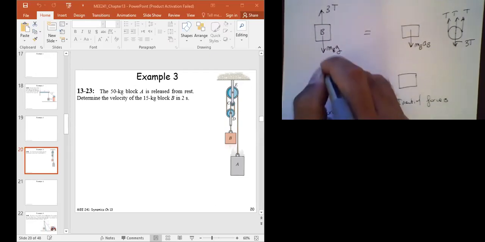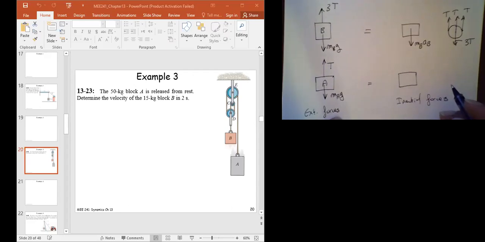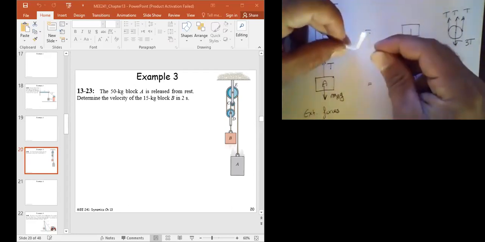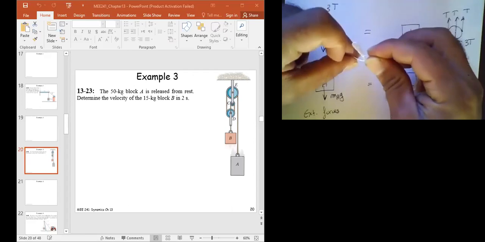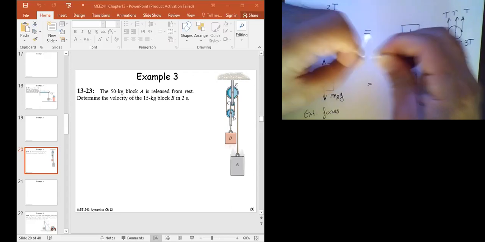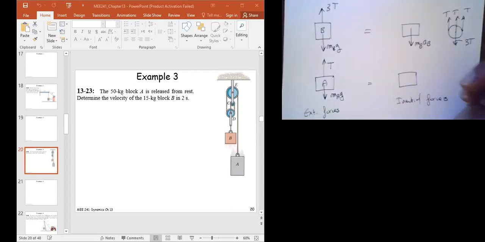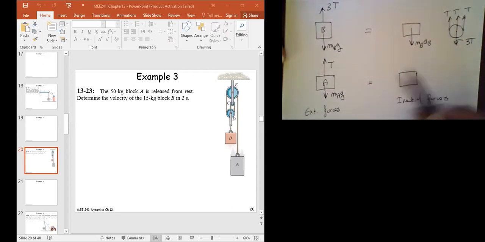Why is it upward? Because the cable is holding A. The cable can only handle tension forces; it cannot handle compression forces. If I put a cable like this, it cannot do compression, it can only do tension. It's not resisting me, it's only doing tension. So the cable can only do tension forces, which is why the tension is upward, and that makes sense.